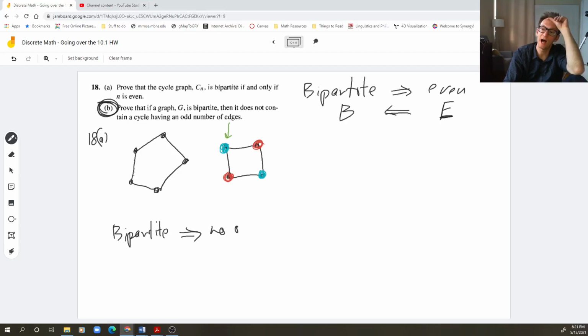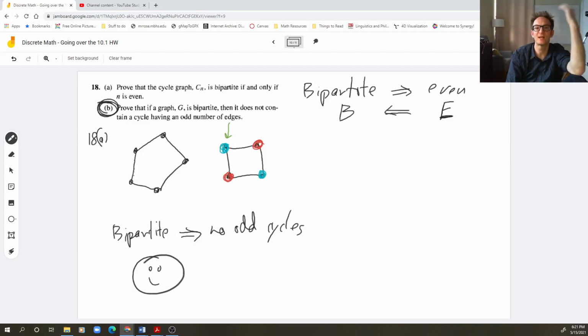Then no odd cycles. And we also just already did this, right? If you're bipartite, how do you prove that there are no odd cycles? You suppose that there is an odd cycle and you just repeat the logic from above.